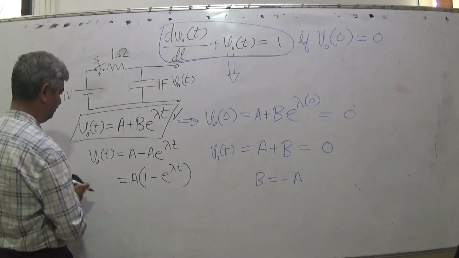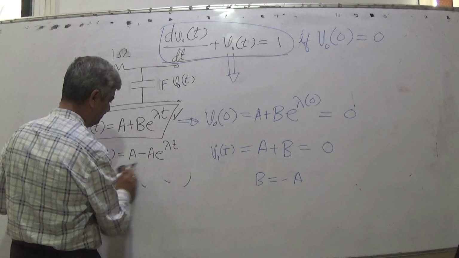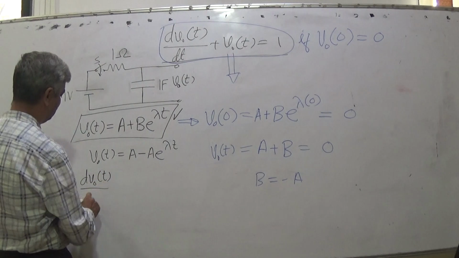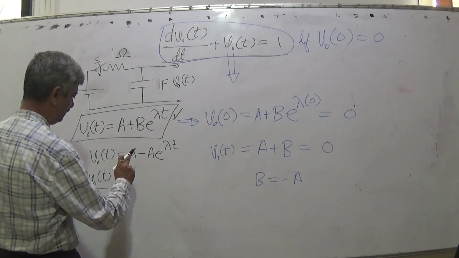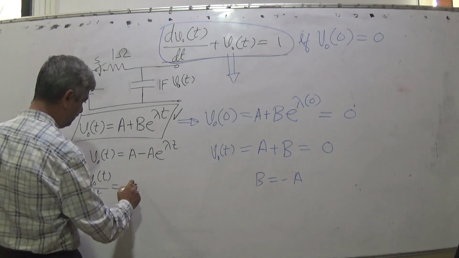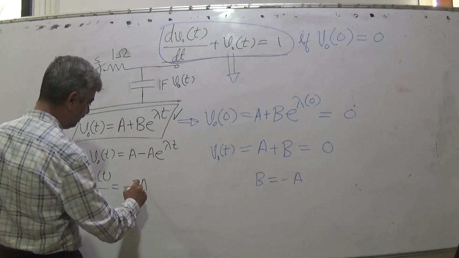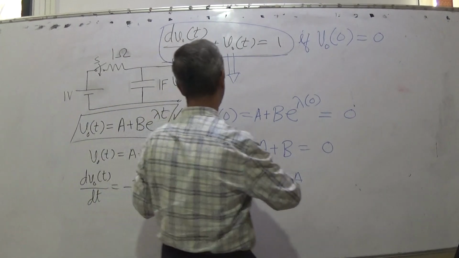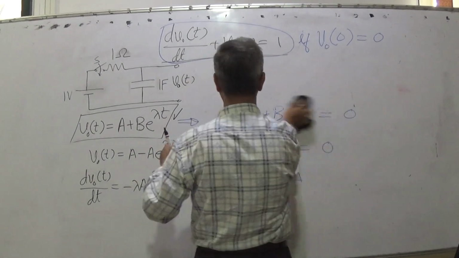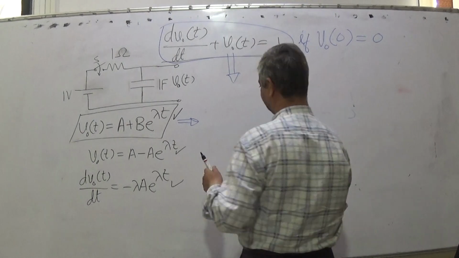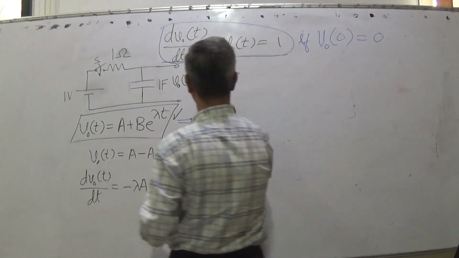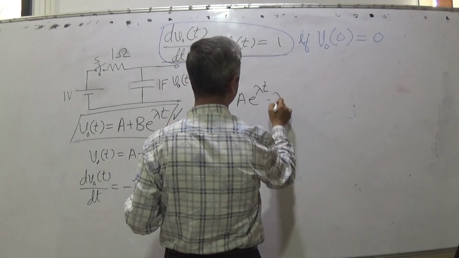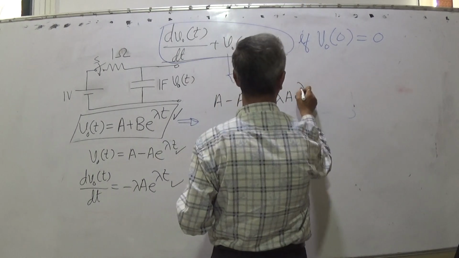So there is nothing much gained, let it be as it is. So what is dV_O by dt? dV_O by dt is, this is 0, this is minus lambda A e raised to lambda t. So this expression and this expression, and now it becomes more simple. So what is dV_O by dt? It is minus A e raised to lambda t. V_O(t) is minus lambda A e raised to lambda t.